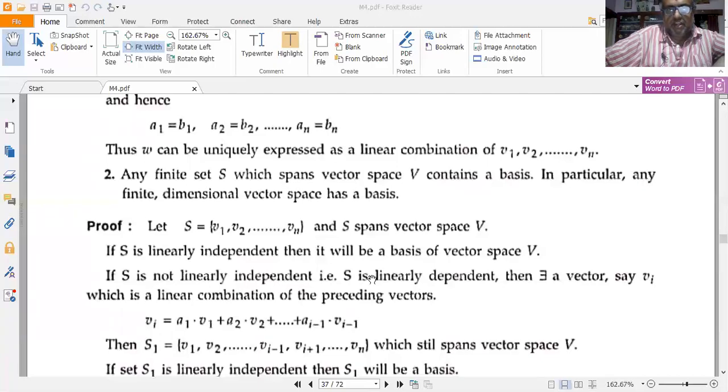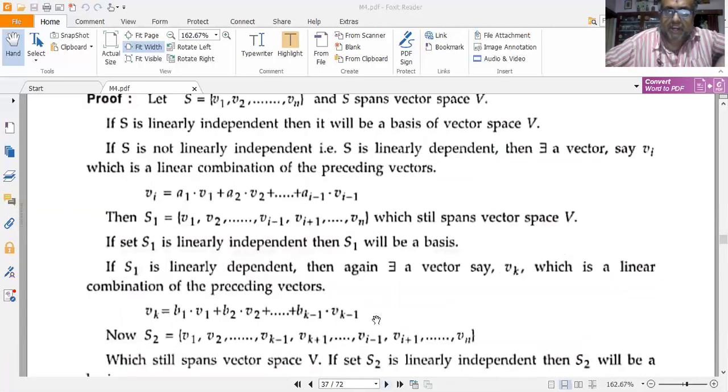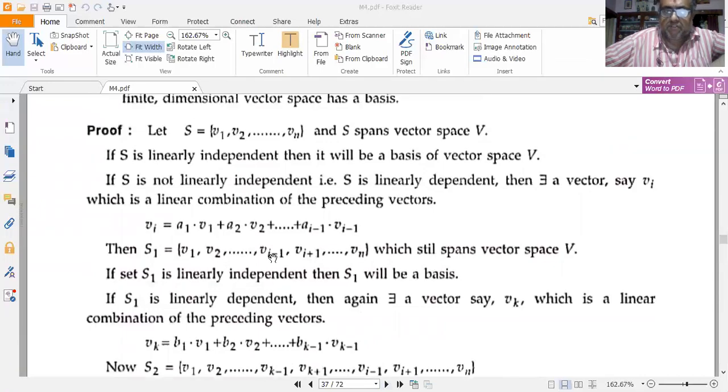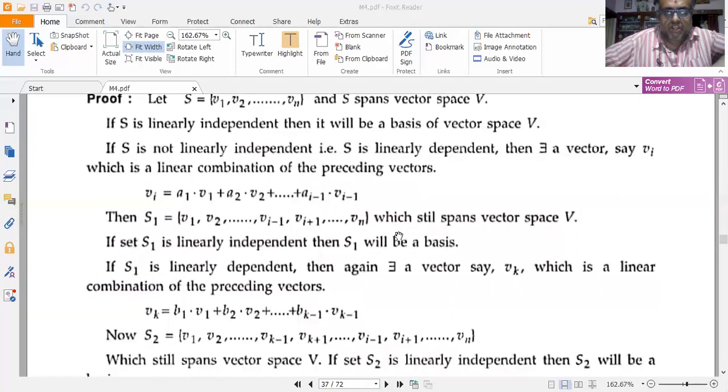So if S is linearly independent, then definitely it will be a basis of the vector space V. Now, if S is not linearly independent, then it means that S is linearly dependent. So in that case, there exists a vector, say vi, which is a linear combination of its preceding vectors. So I can write vi equal to a1 v1 plus a2 v2 plus etc., up to a(i-1) v(i-1). Or I can say S1 is equal to v1, v2, etc., up till v(i-1), v(i+1), etc., up till vn, which still spans the vector space V.